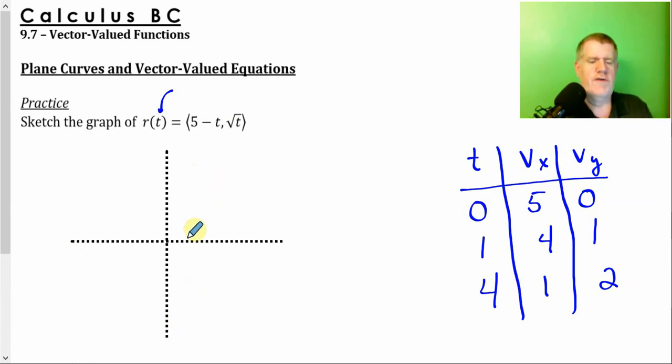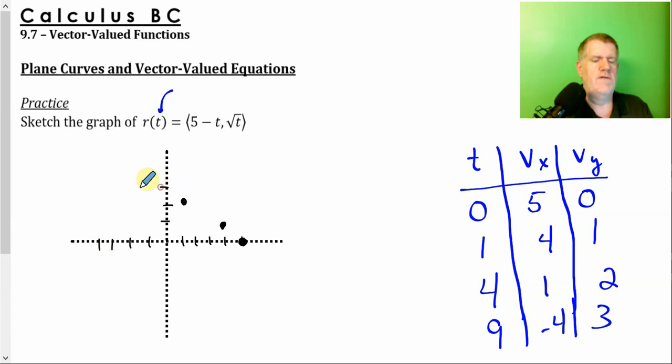So (5, 0). We got it right there. (4, 1). Right about there. (1, 2). Right about there. Well, maybe one more point to see where we're going here. So why don't we go and put in 9. 5 minus 9 is negative 4, and then the square root of 9 is 3. So (negative 4, 3). 1, 2, 3, 4, and 3.